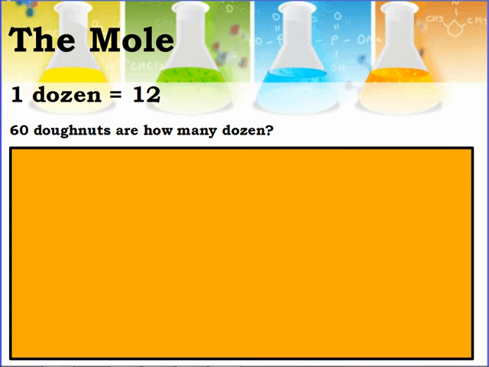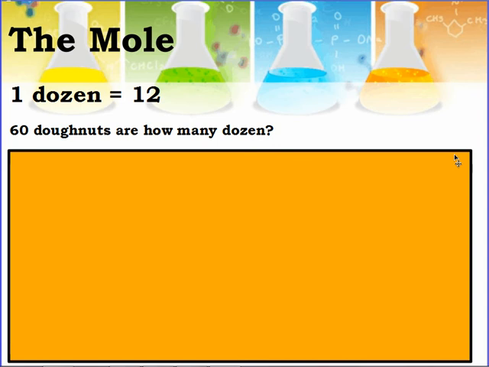Let's begin with this very simple question. 60 donuts are how many dozen? Well, the first thing I'm going to do is set up a ratio using the fact that 1 dozen of anything is equal to 12. In this case, donuts.